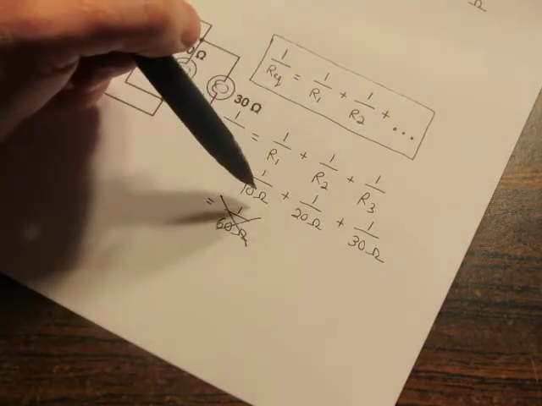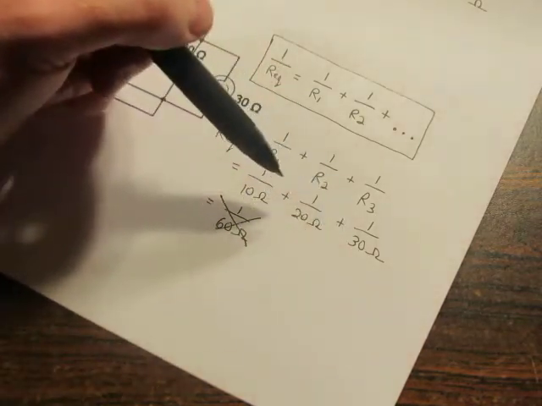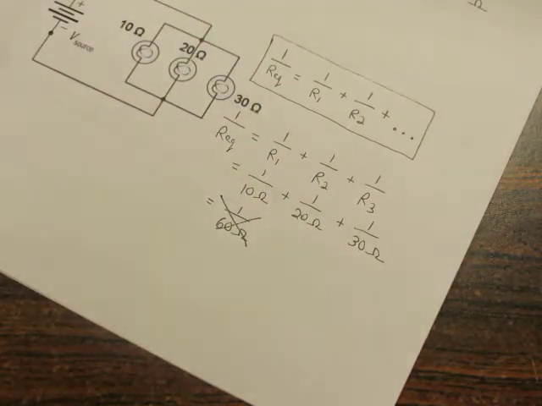So you'd have to pick a common denominator for this: 10, 20, and 30. A common denominator is 60, and you'd have to modify each one of those fractions before you can add them together. Da-da-da-da-da-da. Forget it. It's grade 9. Sorry, it's grade 11. It's not grade 9 math anymore.